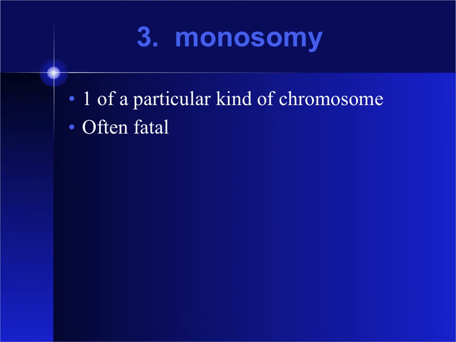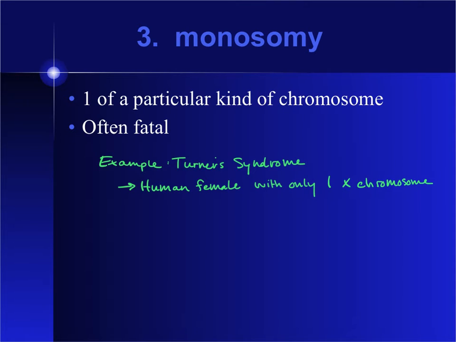There's another condition called monosomy, which is when you have one pair of chromosomes that is missing a chromosome. This is often fatal, but it is common in one particular disorder that humans can get. It's called Turner syndrome, and it's when a female is missing an X chromosome. So instead of having 2 X chromosomes, she only has 1 X chromosome.